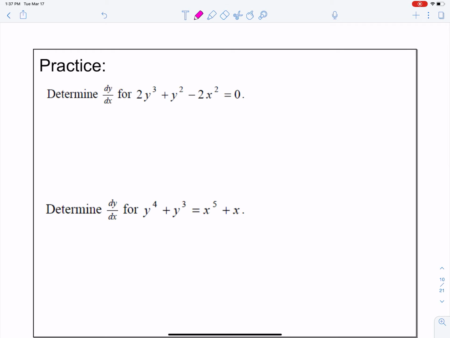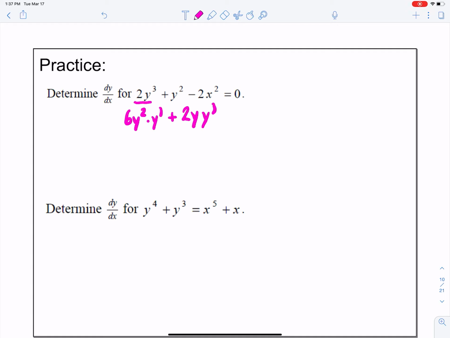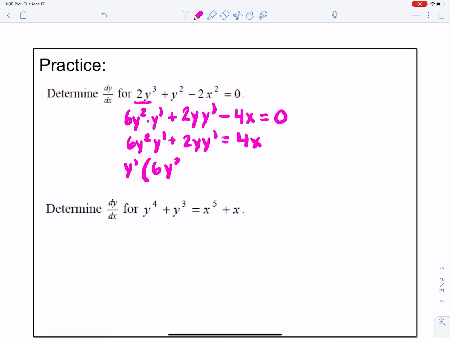Let's try these examples. So the derivative of 2y cubed is 6y squared y prime, plus the derivative of y squared is 2y y prime, minus the derivative of the last term, minus 2x squared, we bring down the 2, minus 4x, equals the derivative of 0, which is 0. We want to group the y prime terms together, so I'm going to move the 4x to the other side. So I add 4x to both sides. I factor out the y prime, and I'm left with 6y squared plus 2y equals 4x. And then to solve for y prime, I divide both sides by 6y squared plus 2y.